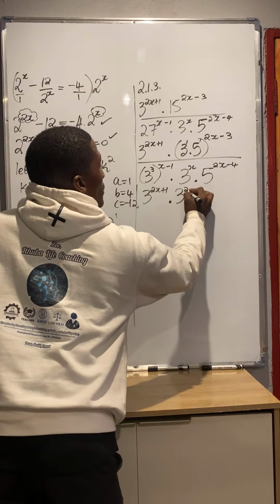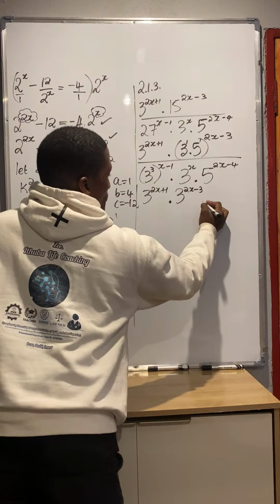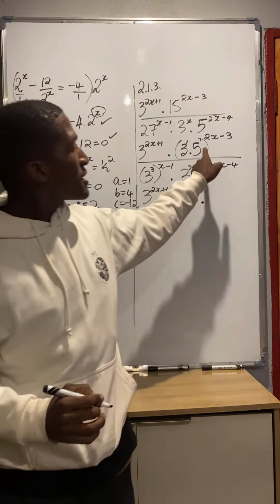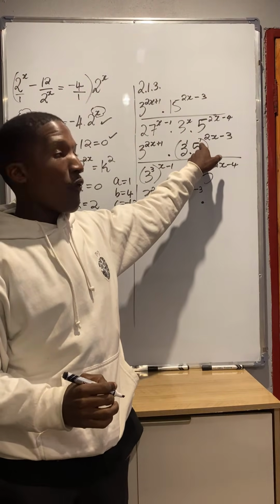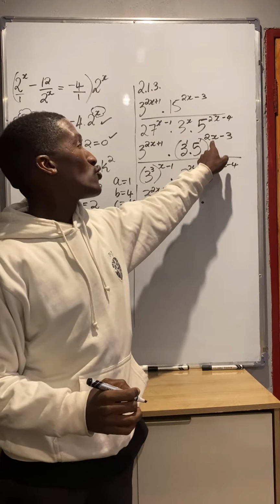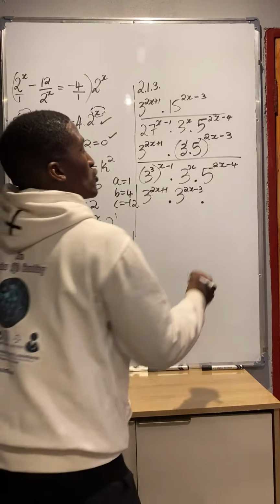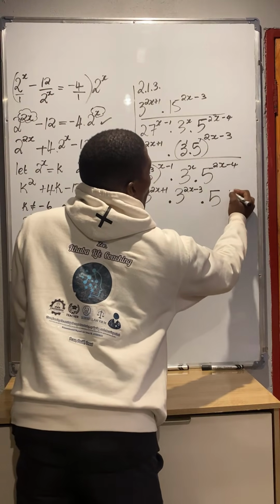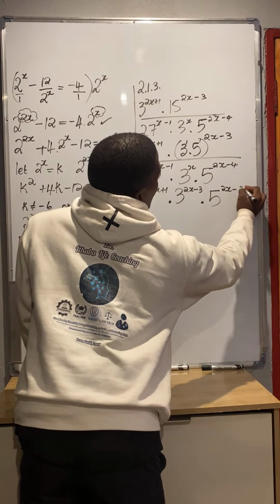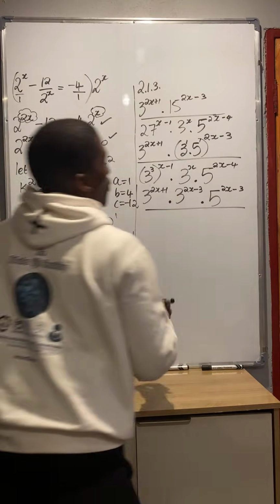It's still going to be 2x minus 3 times. Then I'm going to say what? 1 of 5 now, of 5. I'm going to say 1 multiplied by 2x minus 3. My answer is going to be 5 to the power of what? Of 2x minus 3. Then this is all over.